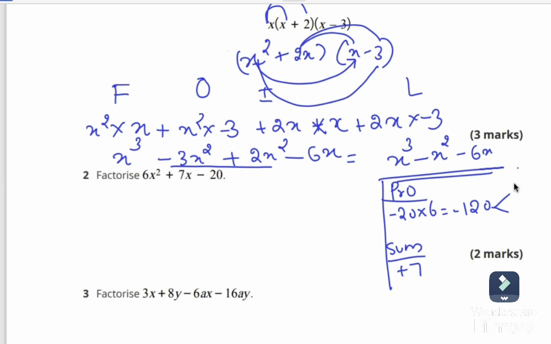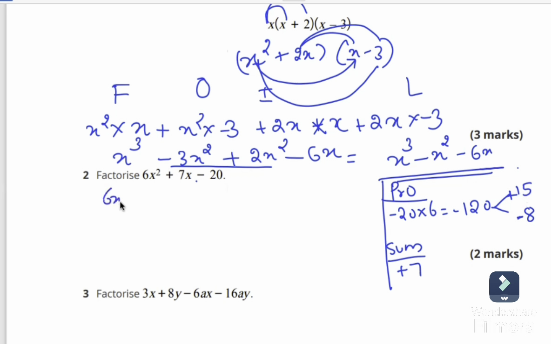So we can choose the factors as 15 and 8. As you can see, the C is going to be negative, and the sign of B must go to the bigger number. So positive 15 is the bigger number, and the other number should be negative because we are going to subtract the numbers. So the factors are positive 15 and minus 8.